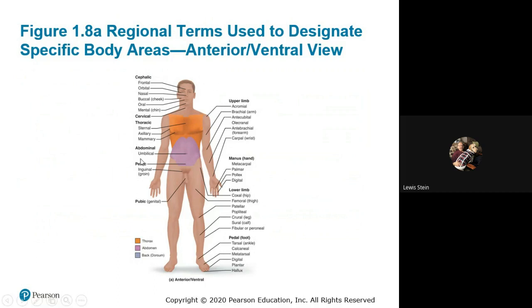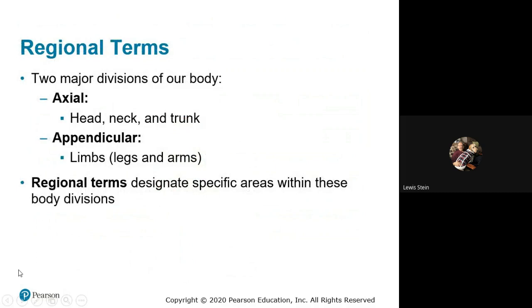I don't like this because it's too busy graphically. We can get these without all the names, just the torso, and you can put in your own names. If you can conceptualize images, the other way is compartmentalization. So I'll take you backwards and show you. Axial is the core: head, neck, torso. By definition, head, neck, and trunk.